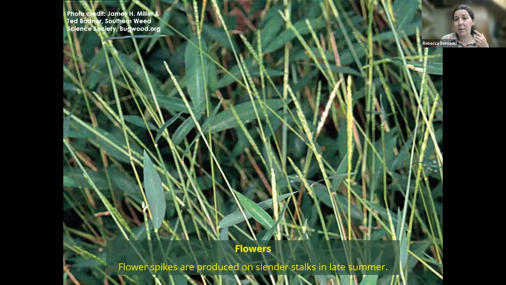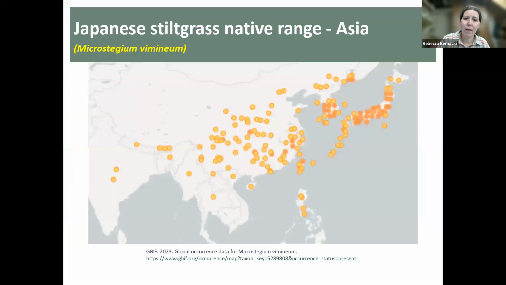The species also spreads via seeds, which you probably gathered from my story about the first infestation here in the Adirondacks. This plant's going to produce flower spikes late in the summer, so very late August into September here in the Adirondacks, later the further north you go, and just tons and tons of tiny little seeds here. Japanese stiltgrass, as you can guess from the name, is native to Asia, so you can see kind of where some native occurrences occur here on this map.